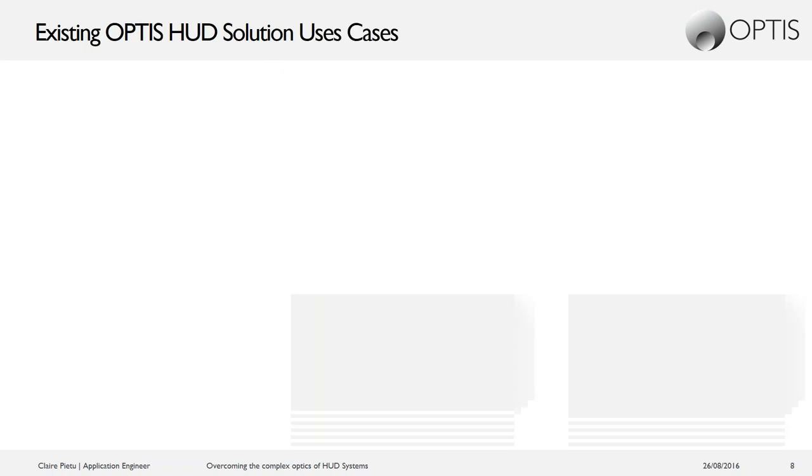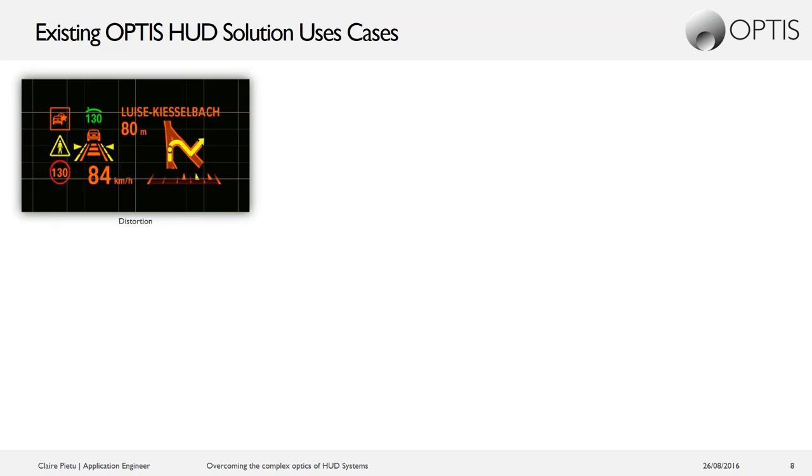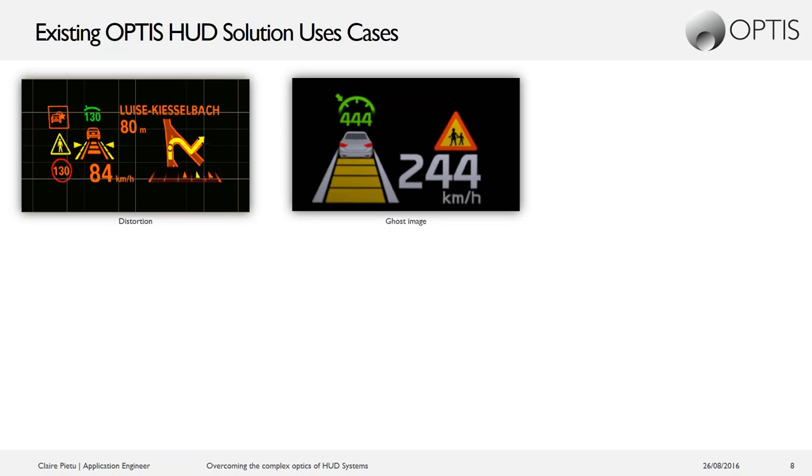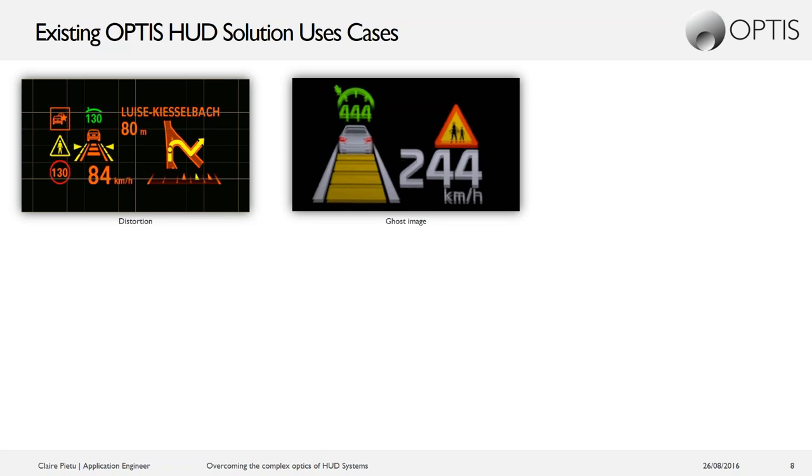For each of these issues, we have solutions, at least ways to analyze these and detect these issues as early as possible. So all these can be detected very early in the design process. As you see here, this is an example of visualizing the distortion on the image. It takes into account the windshield and the mirrors. Then we have the ghost image. You can see here two simulations. One is without the wedge angle, and you have the blurring, and the other one is with the wedge angle.